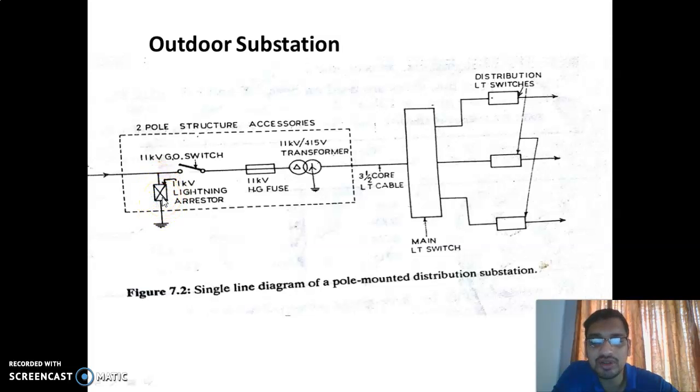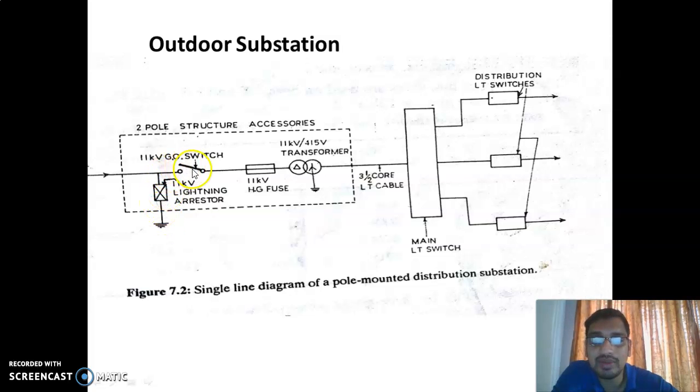The main function of this lightning arrestor is to protect the transformer and circuit against overvoltage due to lightning. This overvoltage is arrested by the lightning arrestor and discharged to the ground. That's why one end of the terminal is connected to the earth.